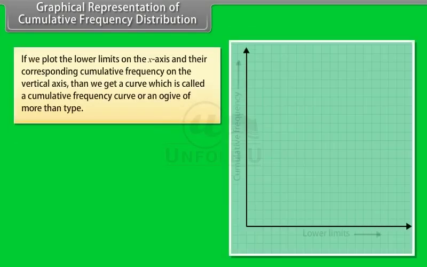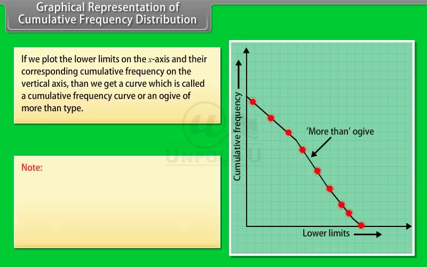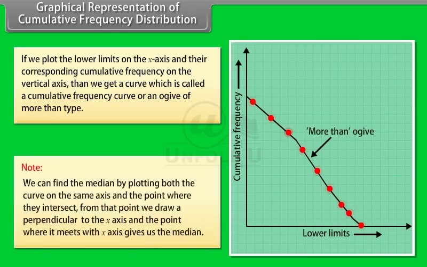If we plot the lower limits on the x-axis and their corresponding cumulative frequency on the vertical axis, then we get a curve which is called a cumulative frequency curve or an ogive of more than type. Note: we can find the median by plotting both the curves on the same axis and finding the point where they intersect. From that point, we draw a perpendicular to the x-axis and the point where it meets the x-axis gives us the median.